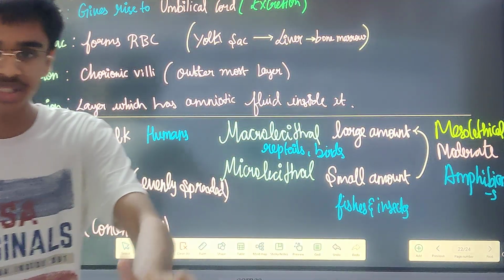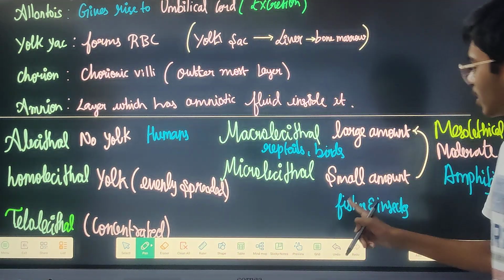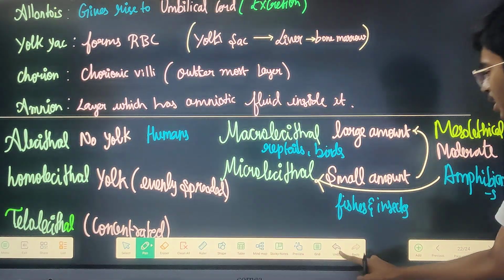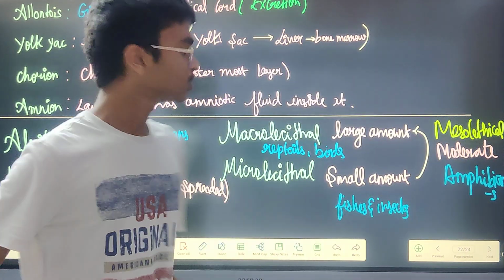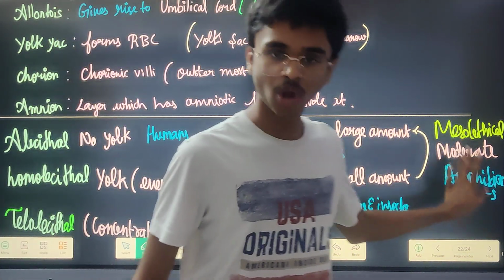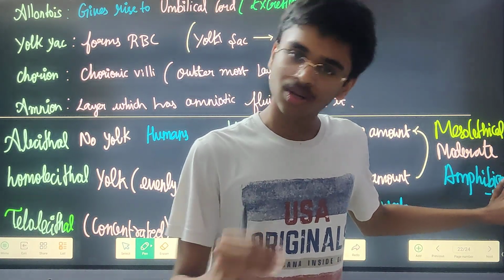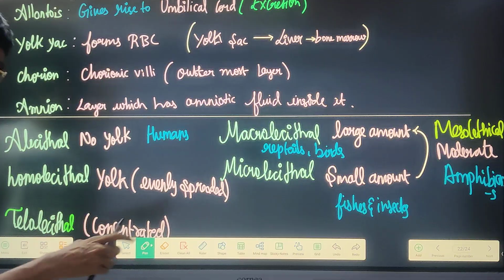But in case the question has not given it, then please choose microlecithal, because amphibians are more likely to be in water than on land. They love to be in water more than on land. So choose microlecithal if mesolecithal is not given. If mesolecithal is given in the options, then you can choose mesolecithal, or else you can choose microlecithal.